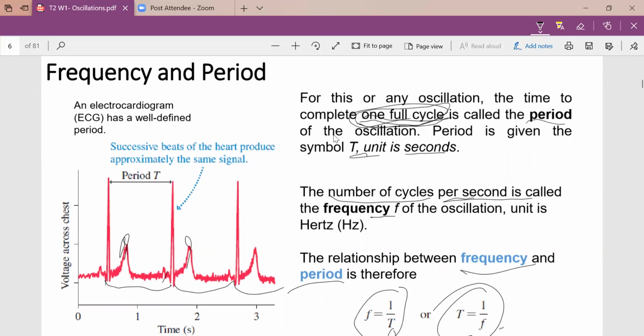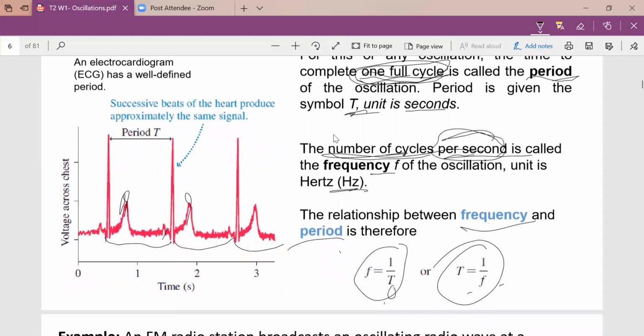Okay, so period, which is simply the time it takes to complete one full cycle, is called the period, and it has a symbol T with the unit seconds. While frequency is actually the number of cycles completed in 1 second. That's what we mean by per second. And the unit for frequency is per second. Now, the relationship between frequency and period is such that they are reciprocal. One is the inverse of the other. Okay, so frequency is 1 over T, or T is 1 over frequency.